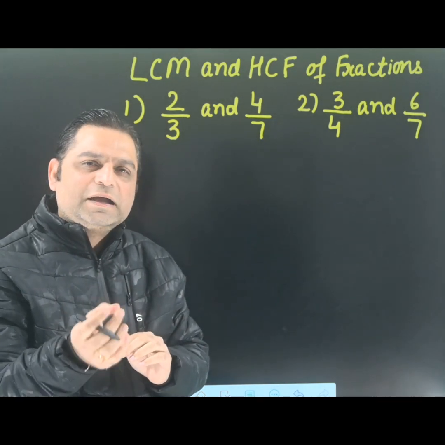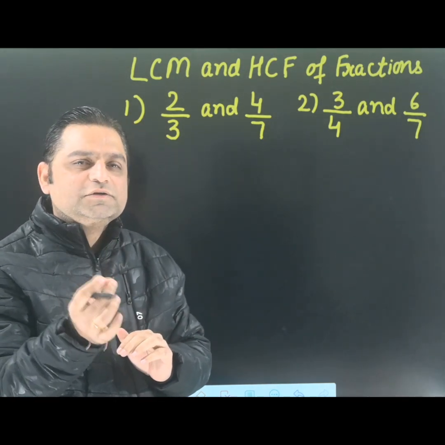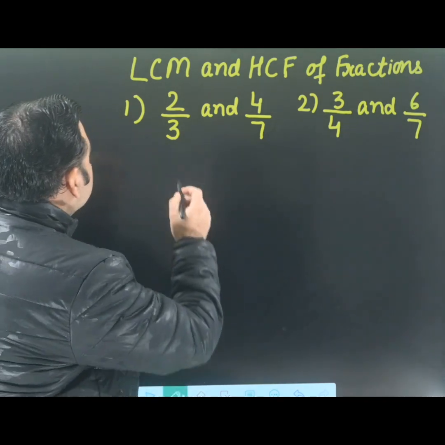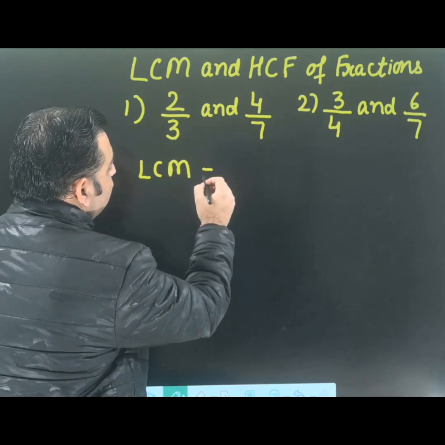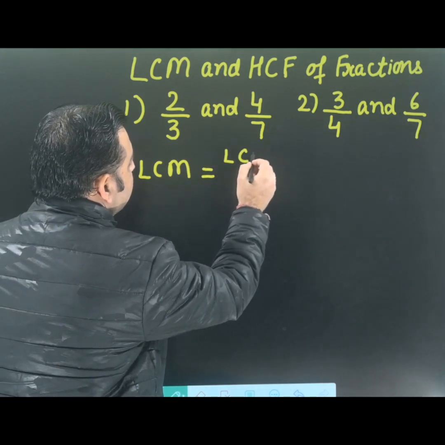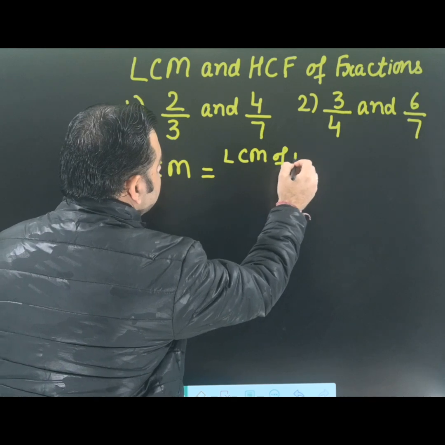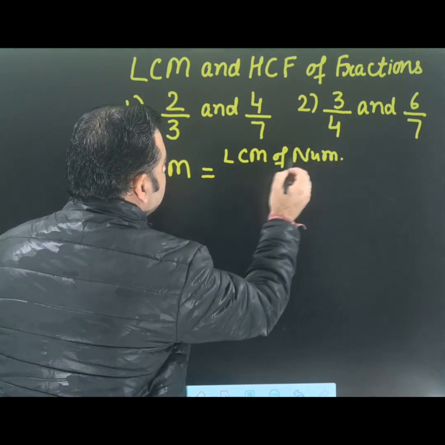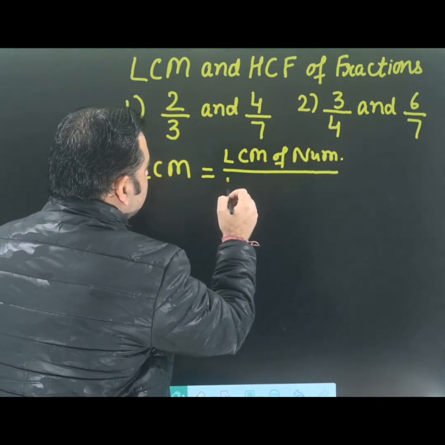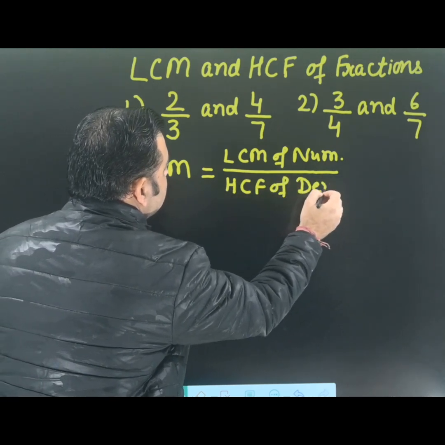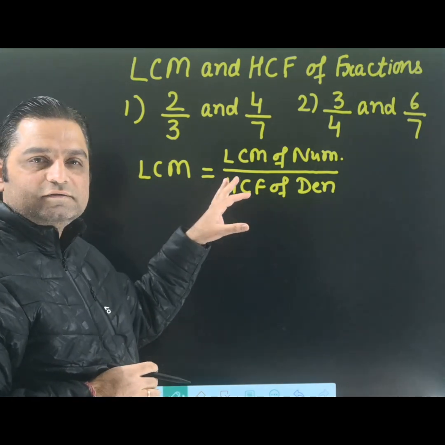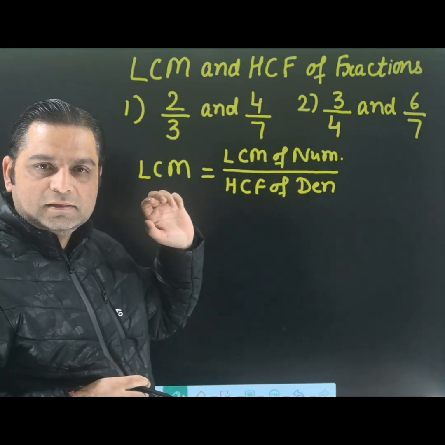Without taking much time, I am going to tell you one formula which will be used specifically. For finding the LCM of fractions, what we need to do, we need to find the LCM of numerators, all the numerators whatever we have, and divide it by the HCF of denominators. See, firstly I am focusing on LCM, so this is the formula.